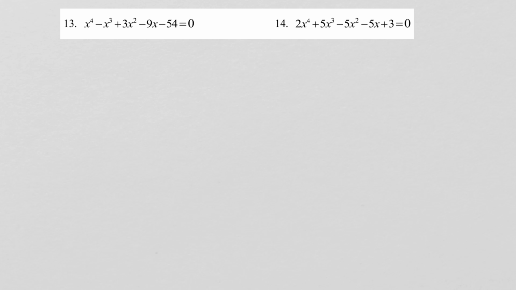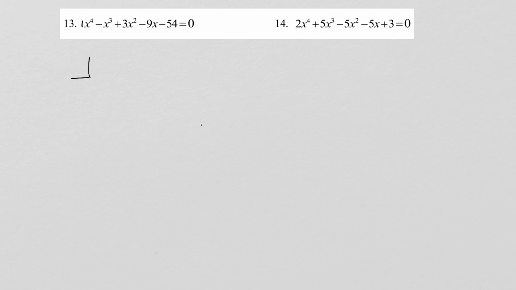All right, in the next problem, we have a fourth degree polynomial equation. So basically, we're trying to find the zeros of this polynomial. To do this, we're going to use synthetic division. So let's set up the problem. We're going to put our guess in the box.